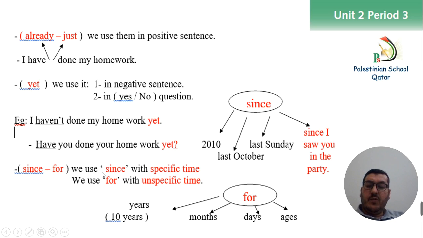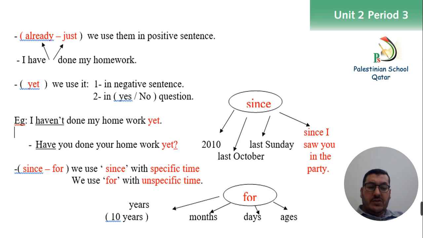Since and for: we use since with a specific time, and we use for with an unspecific time. For example, I can use since 2010, a specific year. Since last October, a specific month. Since Saturday or last Saturday, a specific day. And also I can use since with a phrase like since I saw you at the party. It means I know the party and you know the party, and we know when we met at the party. So in this case it will be specific.